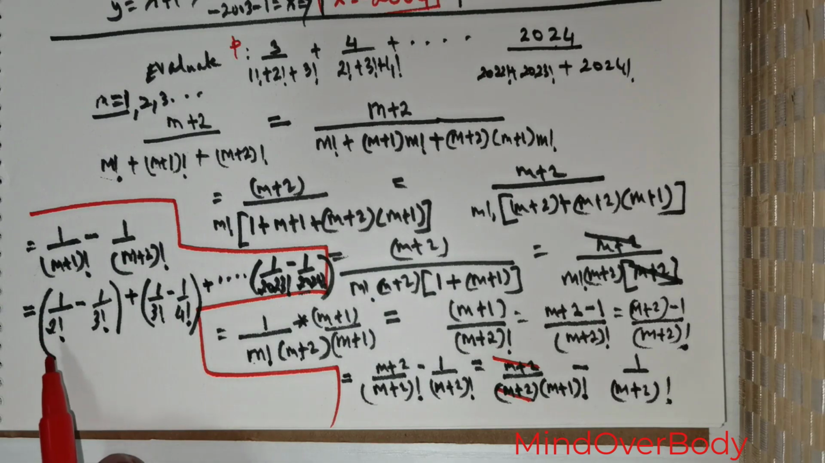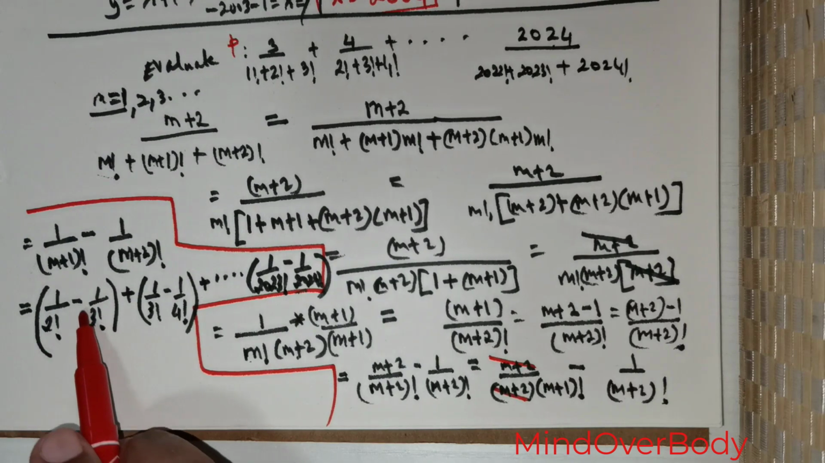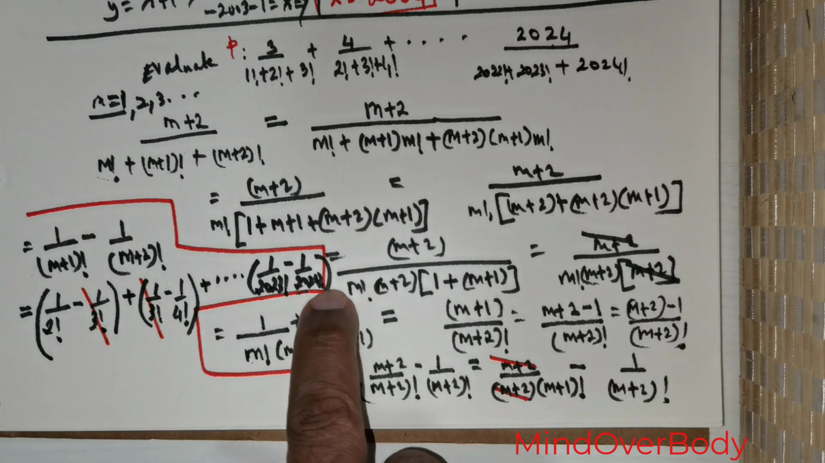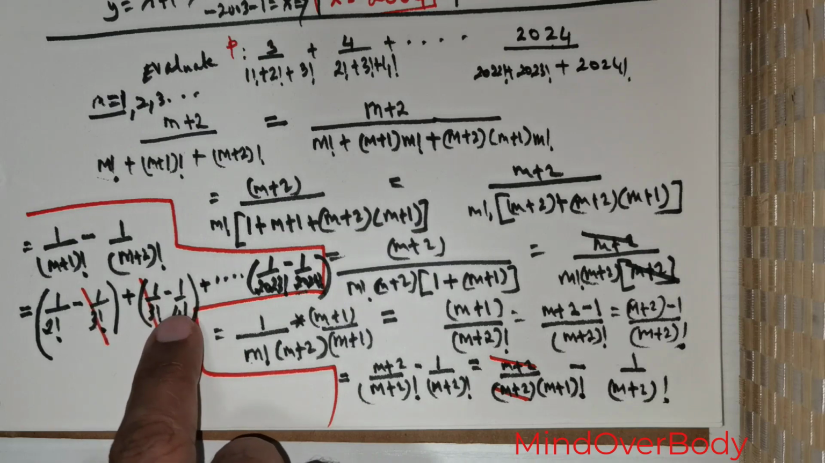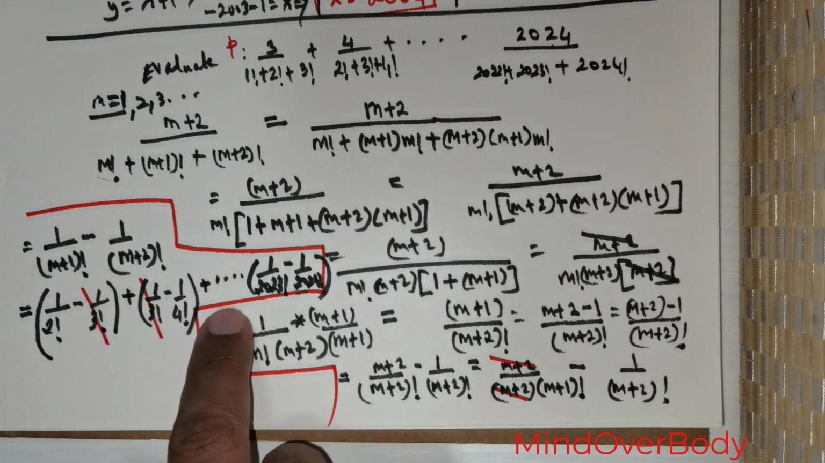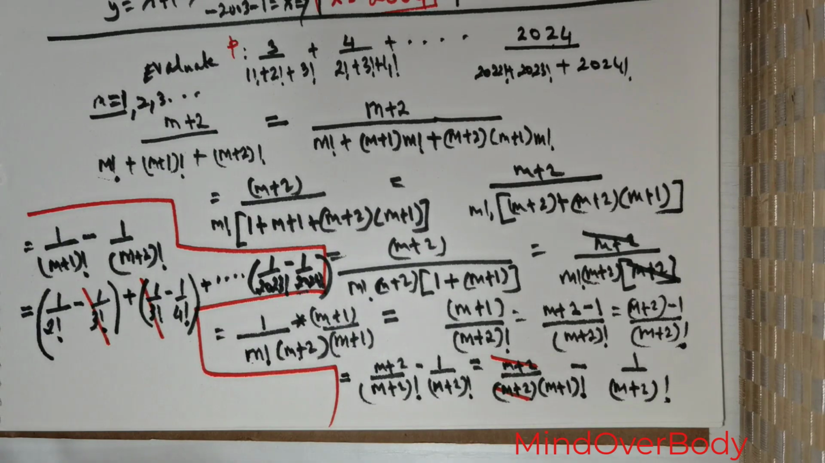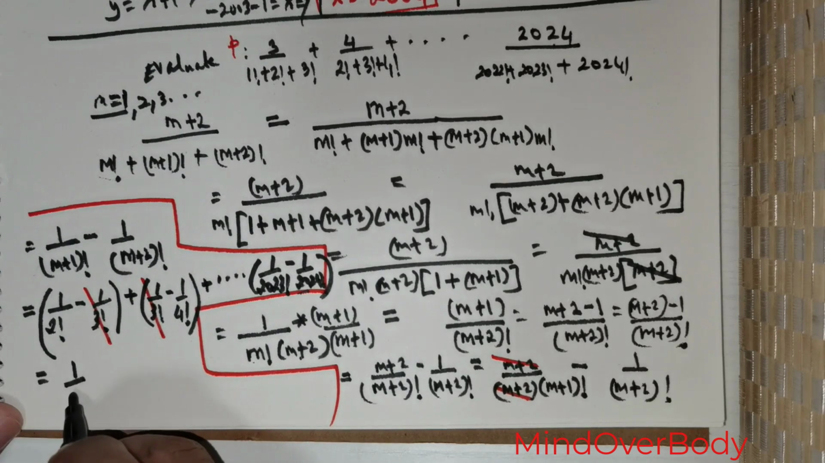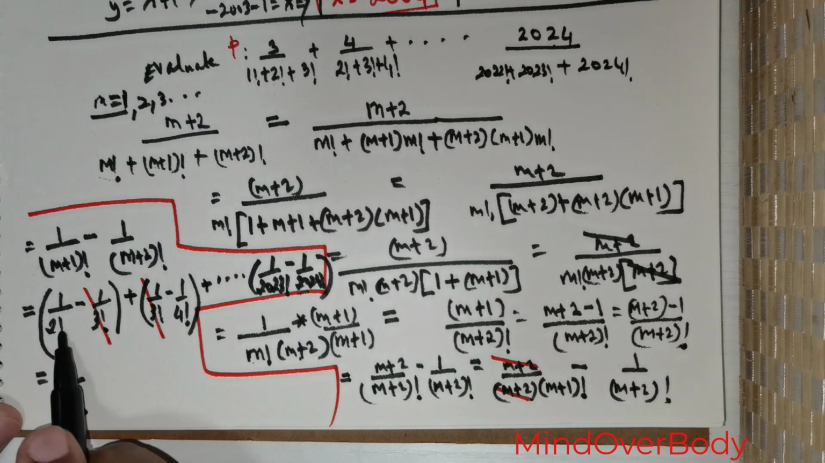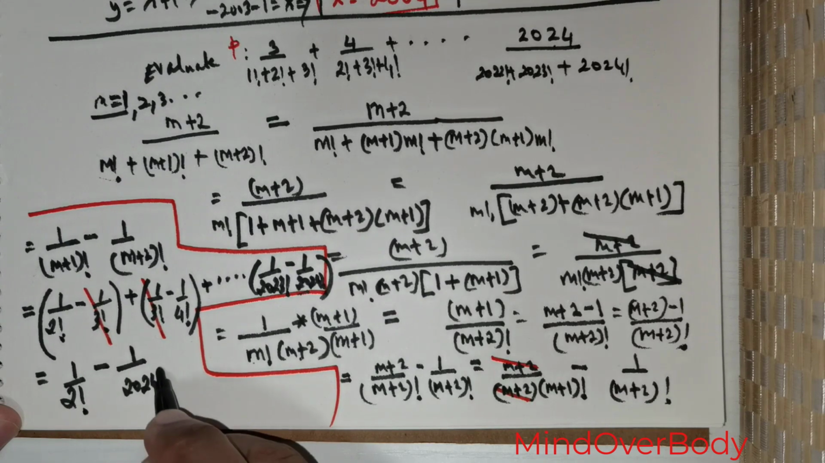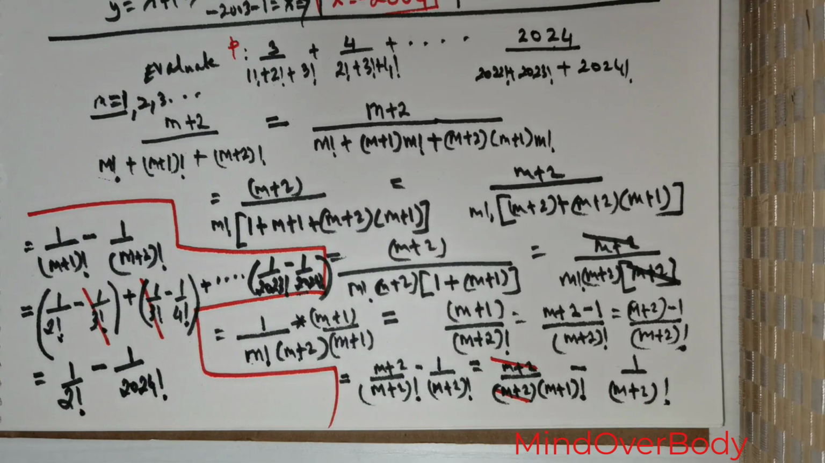Now clearly you can see 1 over 3 factorial with a negative sign will be cancelled with 1 over 3 factorial. So this is going to be cancelled. Now this is a series. So similarly, negative 1 over 4 factorial will be cancelled with positive 1 over 4 factorial. And we can stretch it all the way up to the last term. So if you were to look into the terms that are remaining, that's going to be the first term and the last term. So 1 over 2 factorial minus 1 over 2024 factorial. This is what is remaining.